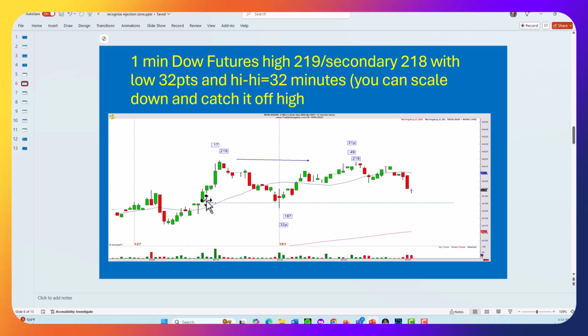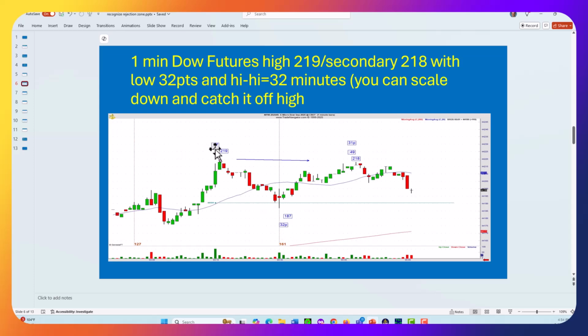So this is on the prior chart. This is your big bar. As it turns out, the high is 219. Follow along the top because you may not be able to see the numbers. The high is 219. It drops to 187. It's a 32-point drop.